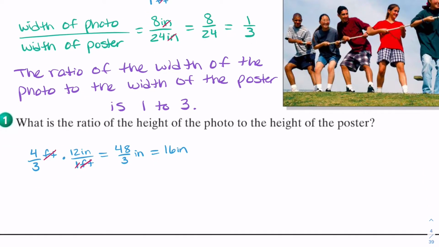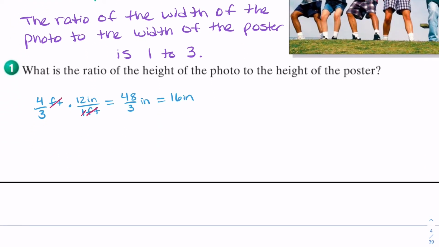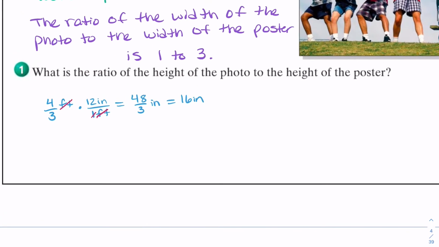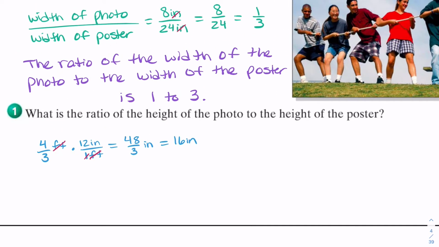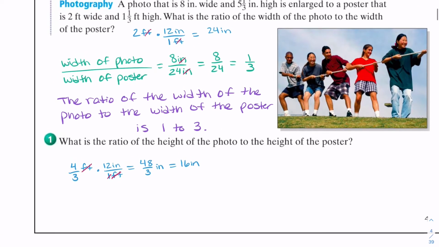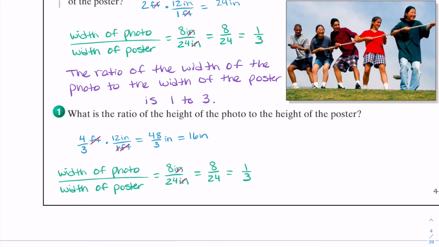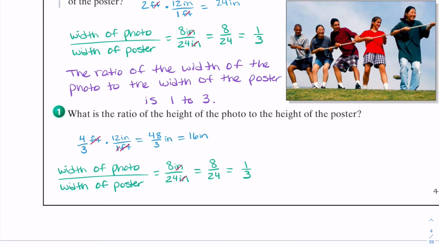All right. And now in the next one, it says, what is the ratio of the height of the photo to the height of the poster? And so these are heights. And so we kind of already did the work there. Sorry, I didn't read the problem correctly when we first started it. So we're going to do the height of the photo to the height of the poster. Again, we're going to keep this order right here. All right. And it's not width, it's height. So I'm just going to change this to height.